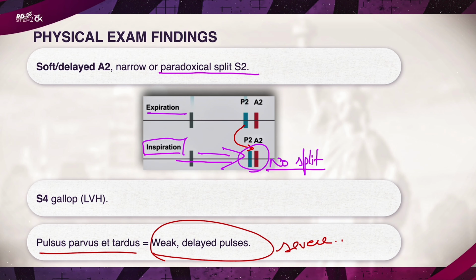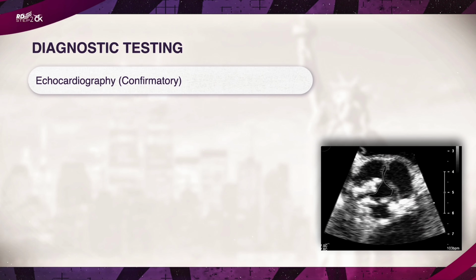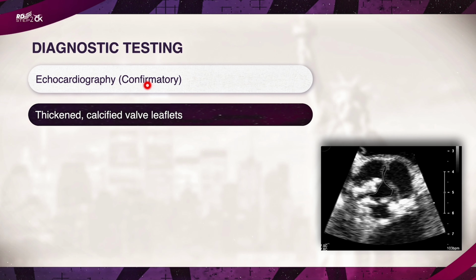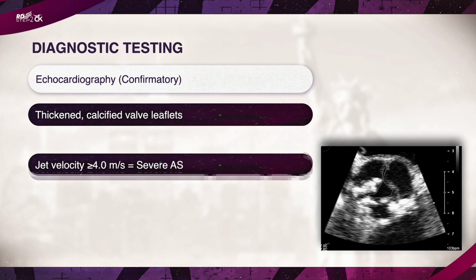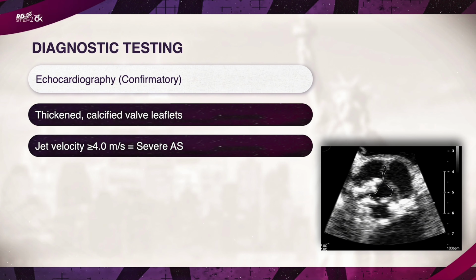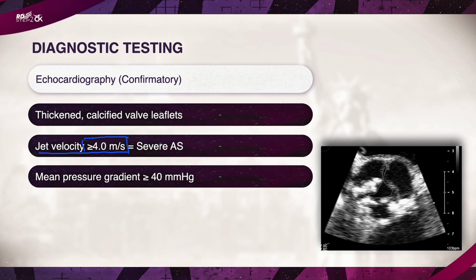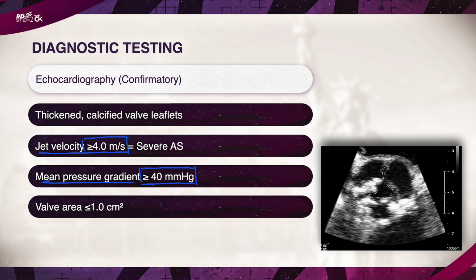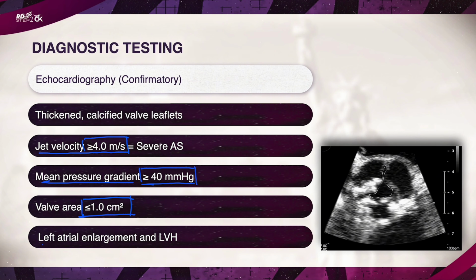Let's proceed. Echocardiography is the key test to confirm aortic stenosis. It typically shows thickened calcified valve leaflets with restricted motion. And severe AS is defined by a jet velocity of 4 meters per second or greater, a mean pressure gradient of 40 millimeters of mercury or greater, and a valve area of 1 centimeter squared or smaller. You might also see left atrial enlargement and left ventricular hypertrophy on the echo.